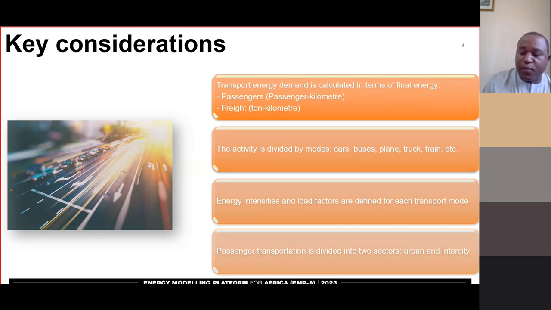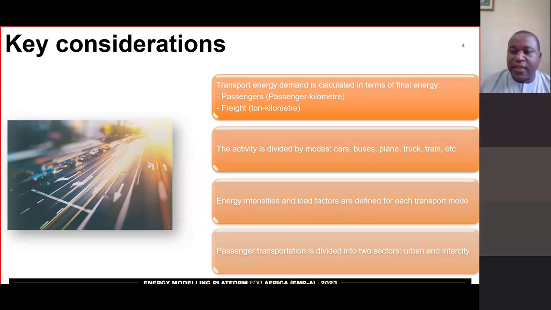For example, you can go from your home to work, you can go from your home to the market, you can go from a market to a factory. That is passenger transportation. Again, we also have the movement of goods, meaning here we are moving things. All the sectors that we have described are producing certain things, but they are not staying at the factory.